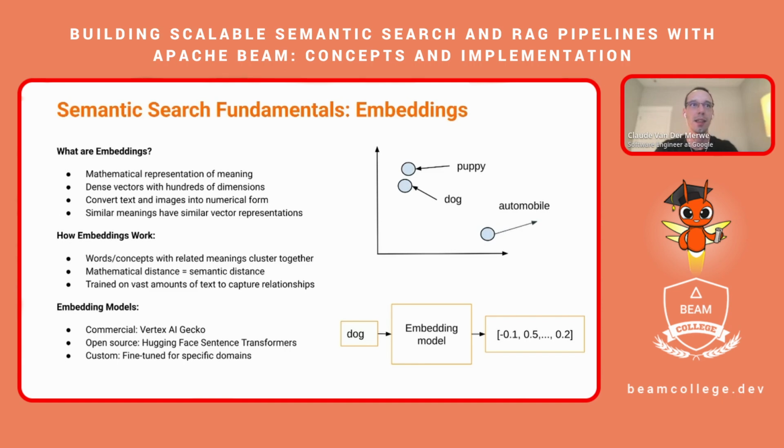Some of the commonly used embedding models are commercial models like Vertex AI's Gecko model. There are open source models available on Hugging Face sentence transformers, and some use cases might require fine-tuning models for specific domains, for example, financial data or code.